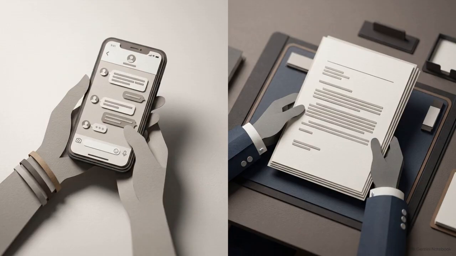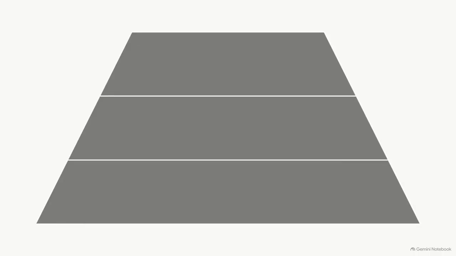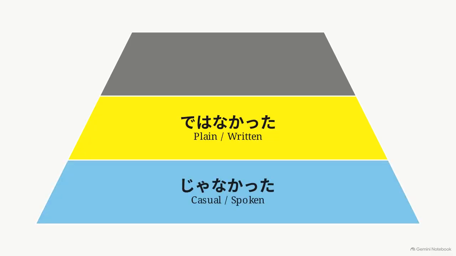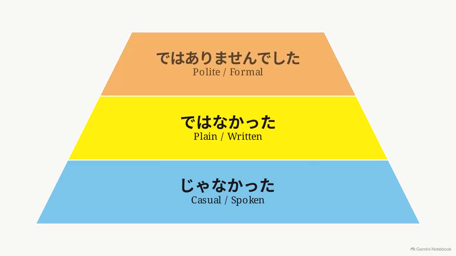Beyond the mechanics, you must choose the correct social register. In Japanese, the medium of communication dictates which form is appropriate. This chart shows where the grammar sits. De wa nakatta is used for writing or emphatic declarations. In everyday spoken conversation with friends, you would use the softer, compressed version, ja nakatta. If you are speaking to a superior or in a formal meeting, you move to the top level. In these cases, use the fully polite de wa arimasen deshita. Our written form is plain, so using it in high politeness situations can sound blunt.